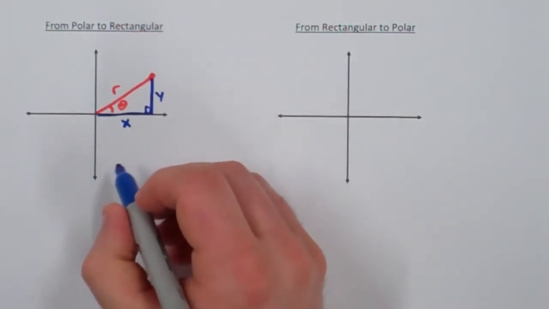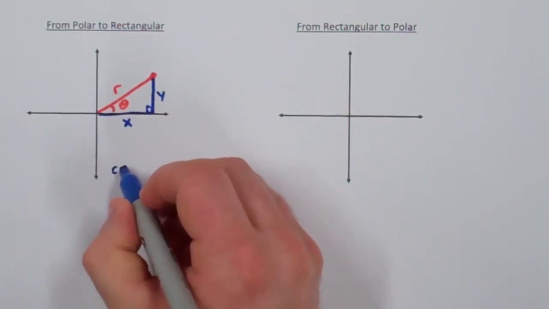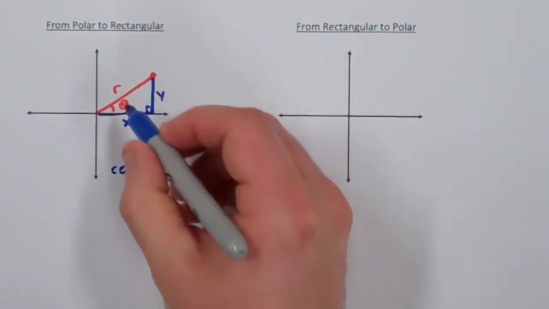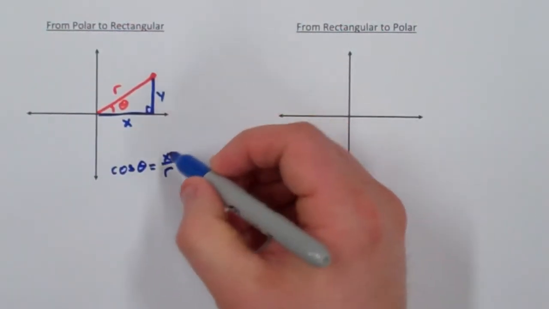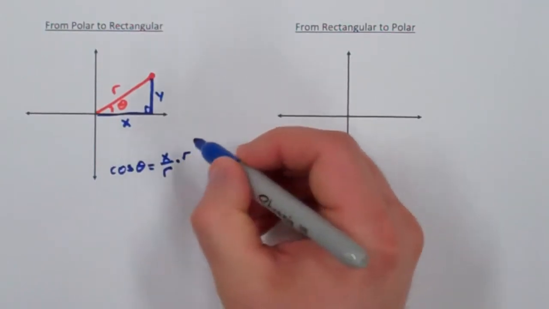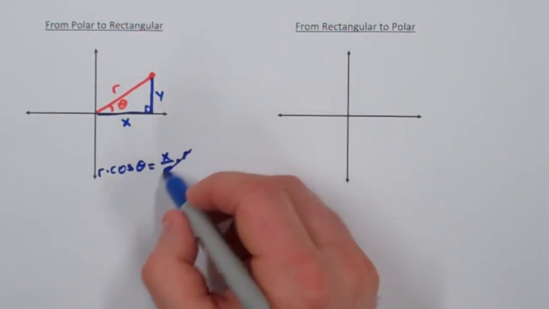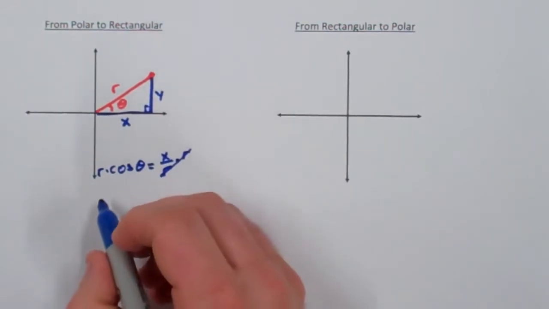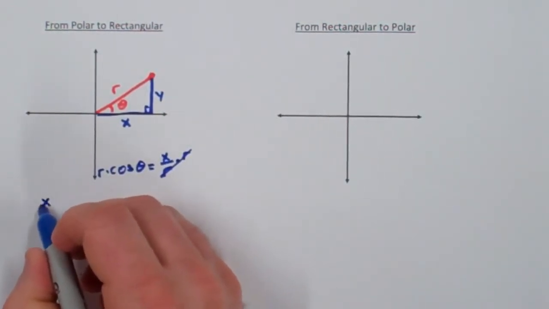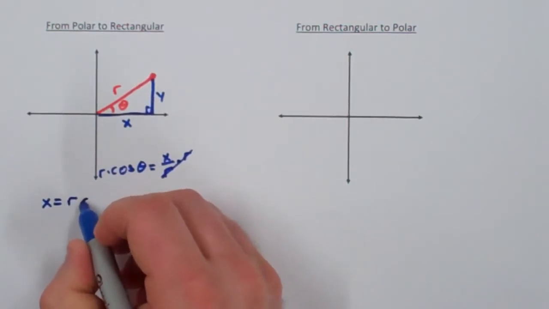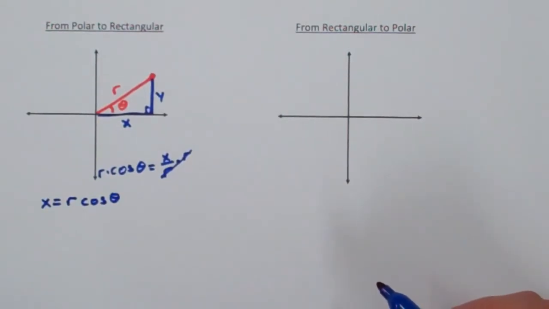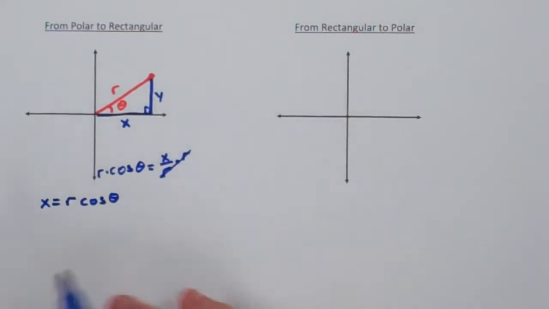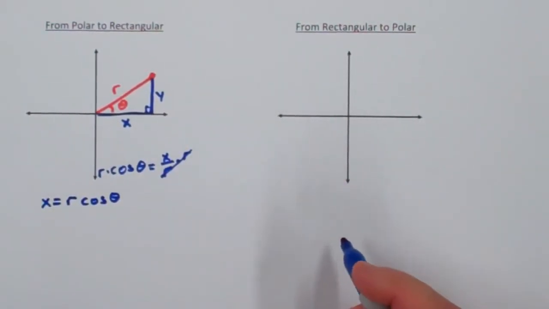So what we can do is write a little equation here. The cosine of theta is equal to x over r. We want to solve for x. We want to get x by itself, so we could multiply by r here. Those would cancel, or at least become 1. And then we're left with x equal to r cosine theta. So this just uses some trigonometry, and we can now take any polar point and find the x coordinate in rectangular. So we're transitioning from polar to rectangular.